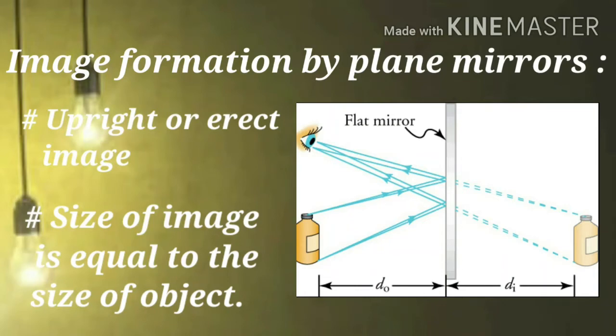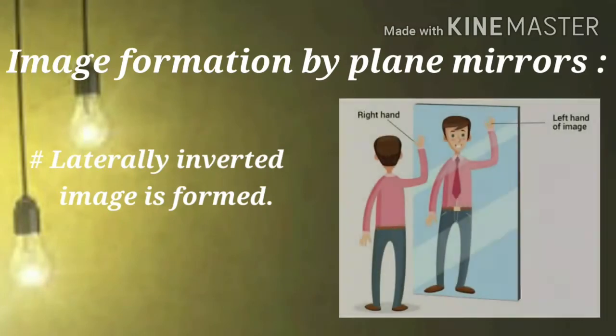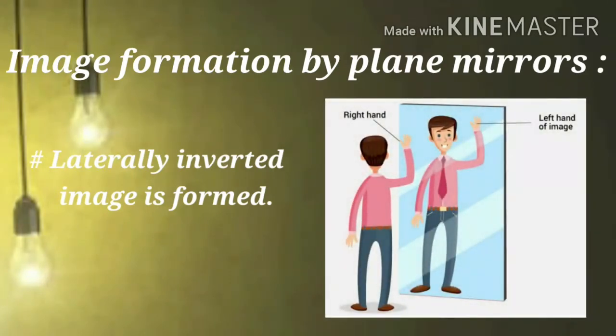Now we'll be moving to another characteristic. A laterally inverted image is formed. If we see the image attached here, left-right inversion of the person is taking place. This is called lateral inversion. Means in the picture you can see that the person is raising his right hand, but in the plane mirror we will be able to see that the person is raising his left hand. So this is known as lateral inversion, that is, left-right inversion.